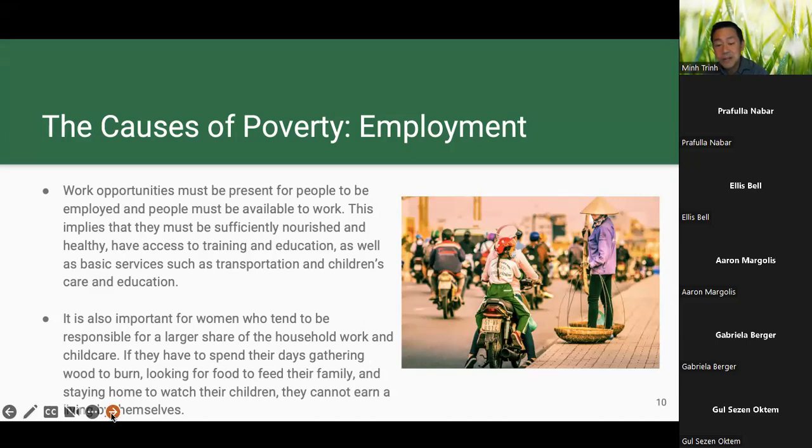So many women, in fact, don't have employment, right? In some societies, they don't have access to employment, so they are already very poor, because they cannot earn income by themselves. Okay, so one reason is employment. Next slide, please.